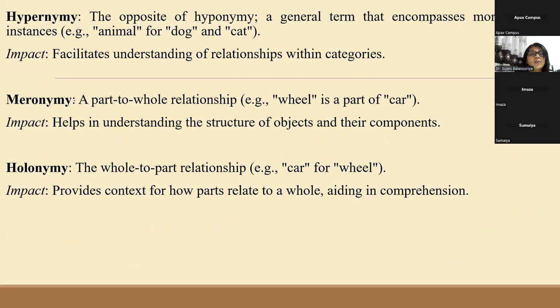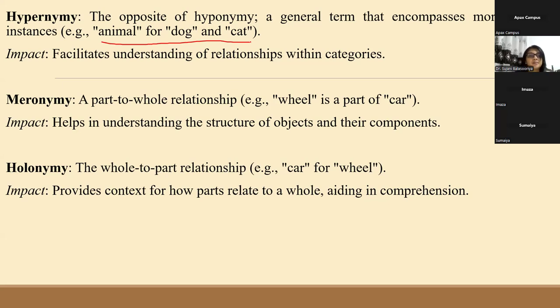And the opposite of hyponym is hypernym. Hypernym, according to our earlier example, is flower. The more general term is hypernym, a general term that encompasses more specific instances. Animal for dog and cat. Now, in this one, what is animal? Hypernym or hyponym? That's the difference of one single letter and sound. Hyponym is the more specific term. Hypernym is the more general term.